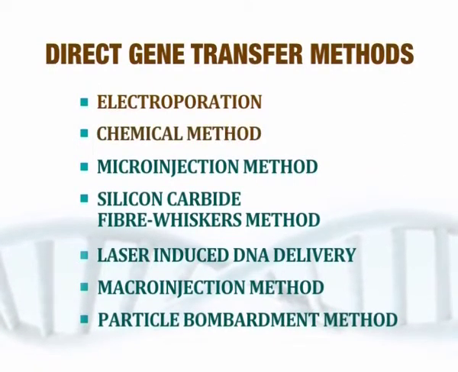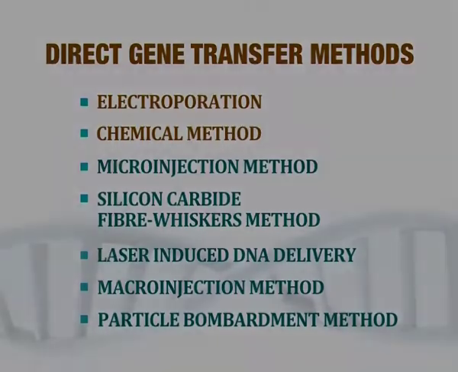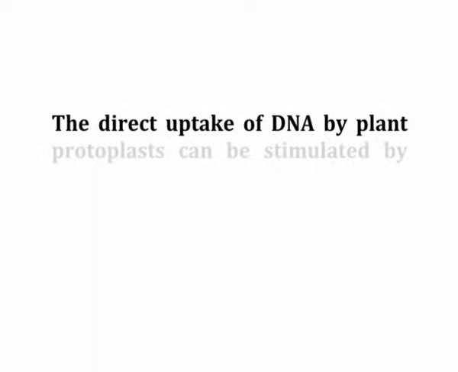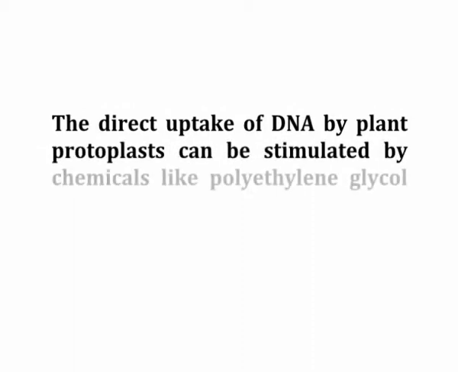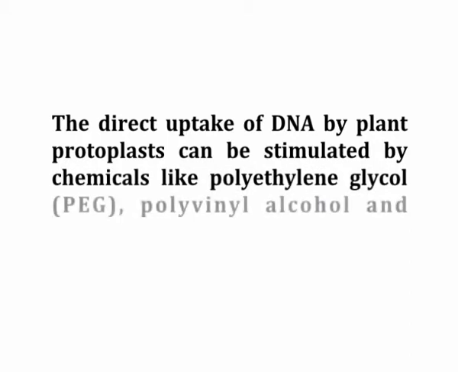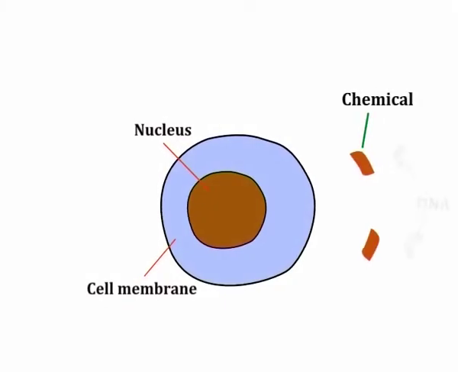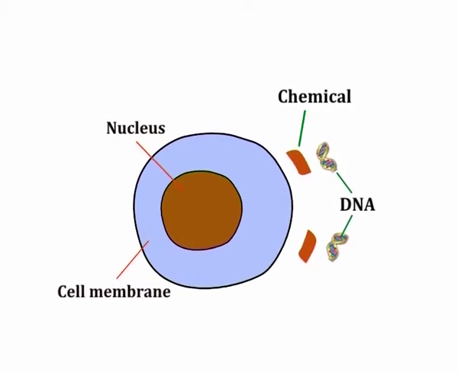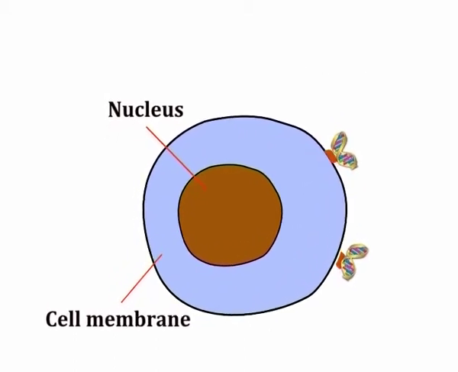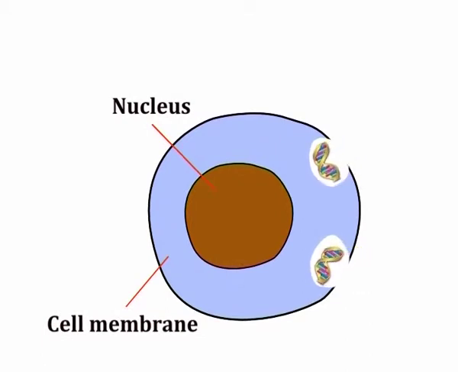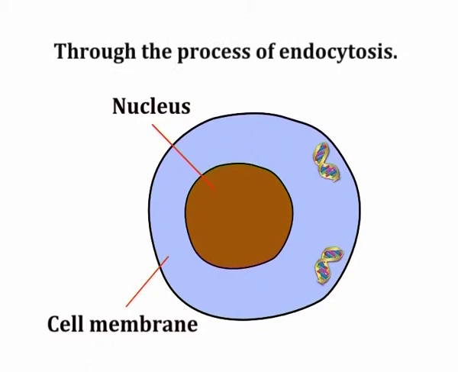Now we'll have chemical method. This method involves the use of chemicals for transfer of foreign DNA into plant cells. The direct uptake of DNA by plant protoplasts can be stimulated by chemicals like polyethylene glycol, we call it in short PEG, polyvinyl alcohol, and calcium phosphate. The chemicals help the DNA to precipitate onto the outer surface of plasma membrane, and the DNA is taken inside the protoplast through the process of endocytosis.